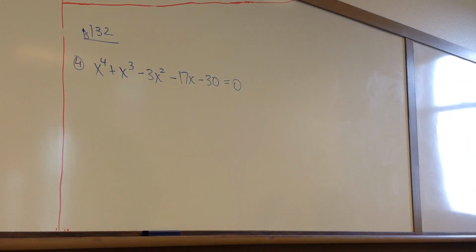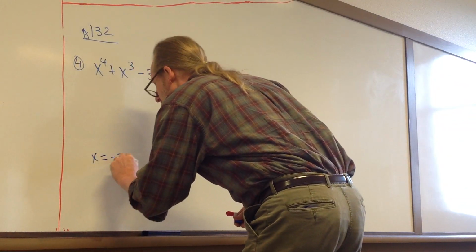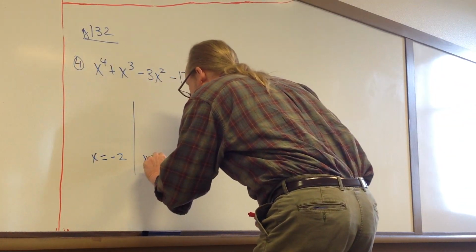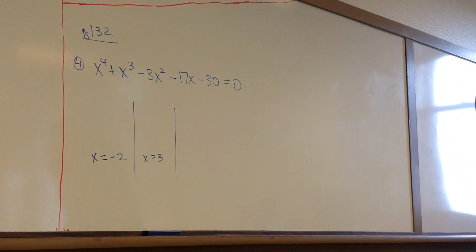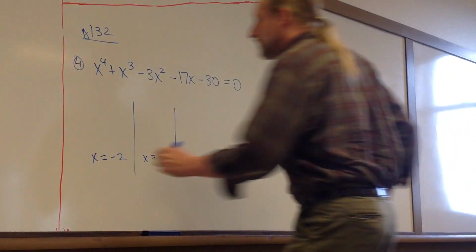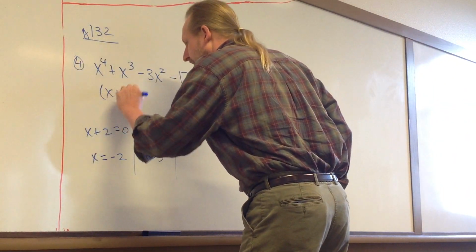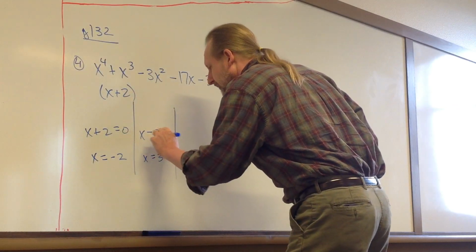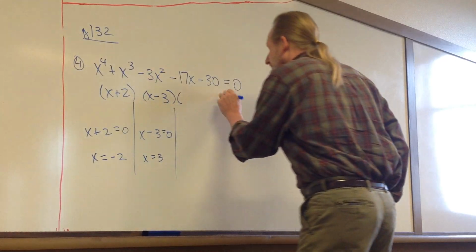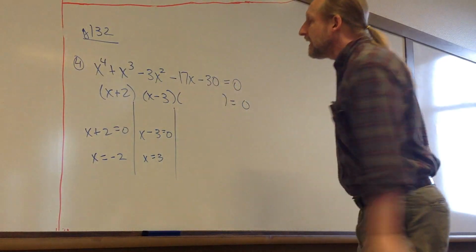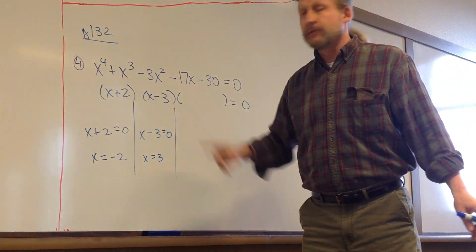Let's see here. One root at negative 2, the other root at positive 3. Okay, so that means that x plus 2 is a factor, and x minus 3 is also a factor. Now we're going to have a missing factor here. To find out what this is, we're going to divide this thing by both of these.